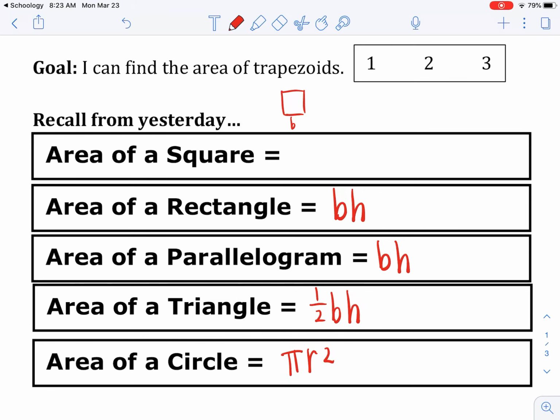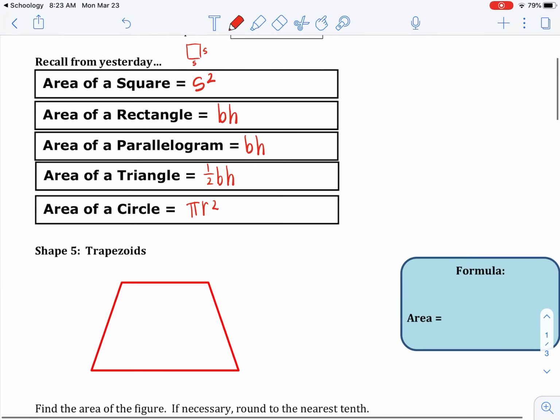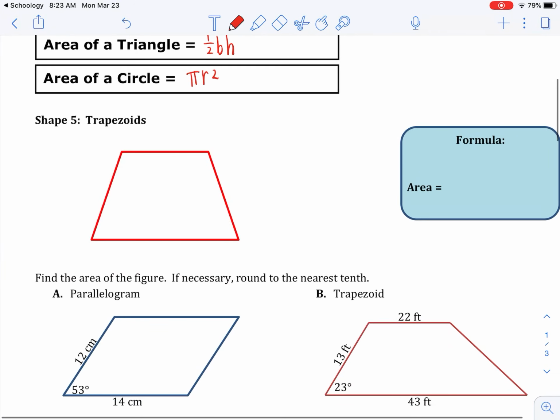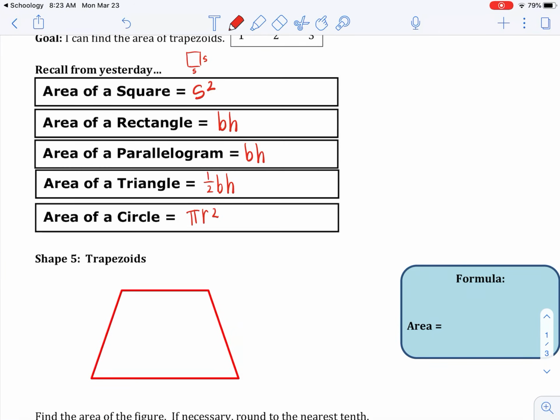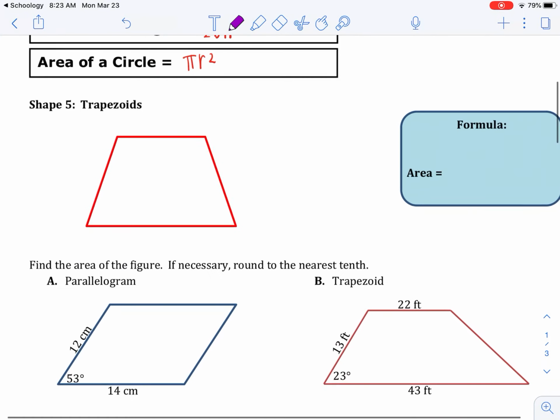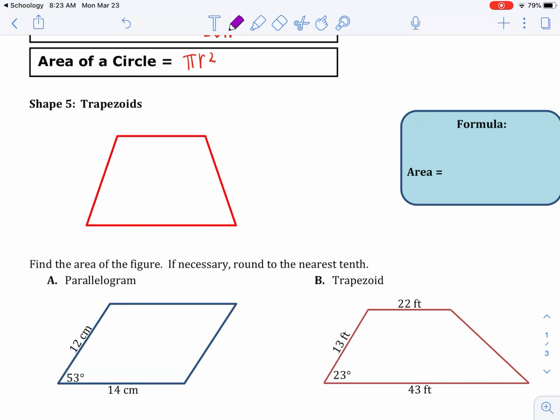Let's go back to area of a square. So now remember, a square is a rectangle, which does have a base and a height. So we could write down that formula, but then we're not being super specific. So instead of calling this base and height, I'm going to call it side and side because they're exactly the same. And then side times side is the same thing as side squared. Okay, so those are formulas that we should know already. And now let's get to our new formulas.